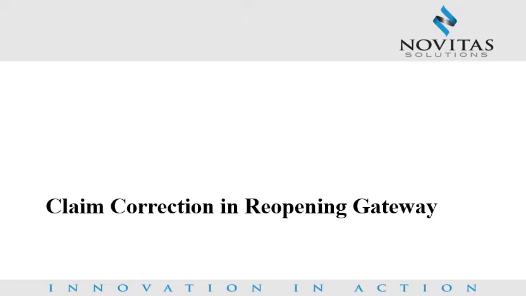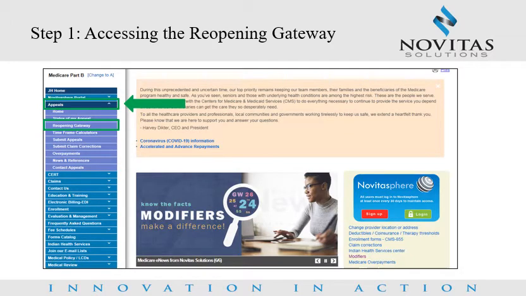Claim correction in reopening gateway. Step 1. Accessing the reopening gateway. In order to access the reopening gateway, you will visit www.novitas-solutions.com. On the drop-down, you will then select Reopening Gateway. From the left-hand blue Content Center, you will click on Appeals.